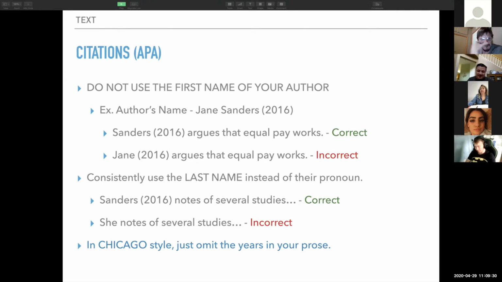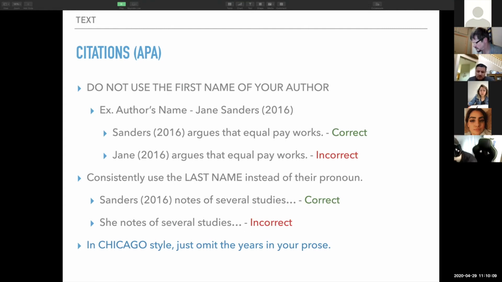And consistently use the last name instead of a pronoun. Say Sanders notes of several studies, instead of she notes of several studies. Well, who's she? You could have been referring to another person. Maybe there are two Sanders or two Johnsons. Or what happens if they have a relatively androgynous name, like Adrian Smith? That could be a girl or a guy. So that's another piece of information that doesn't really matter, that we don't have to keep in our heads.